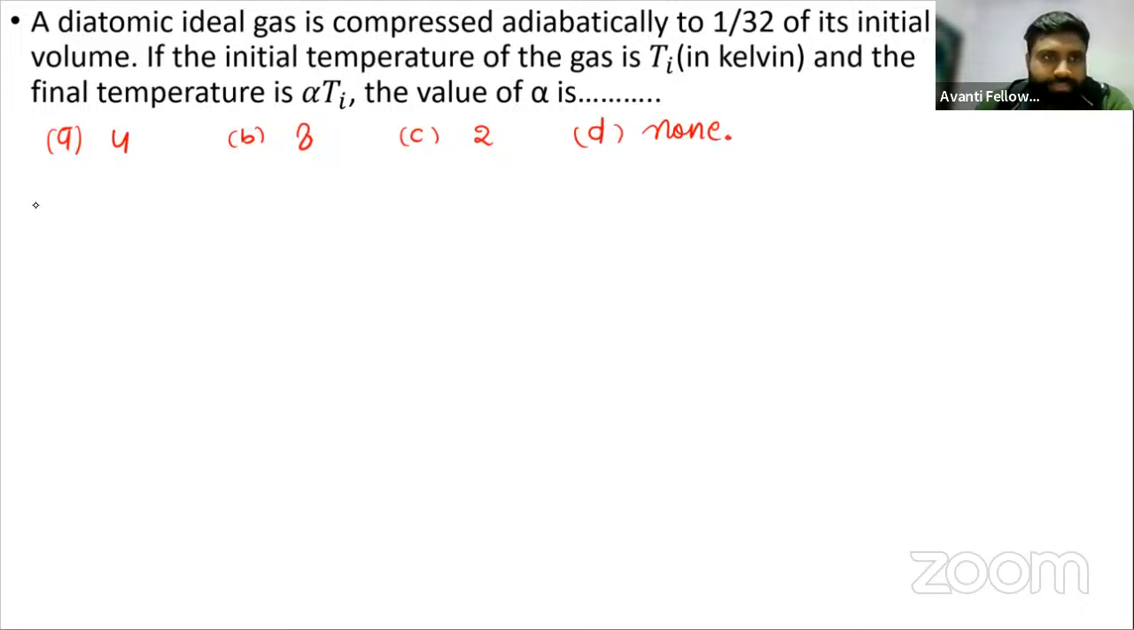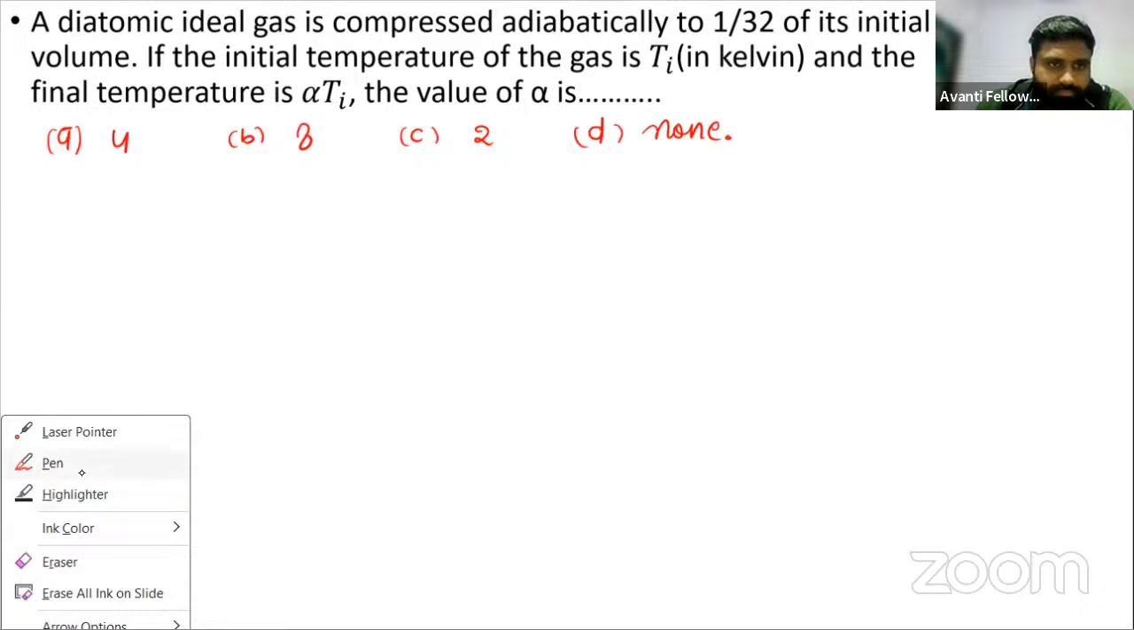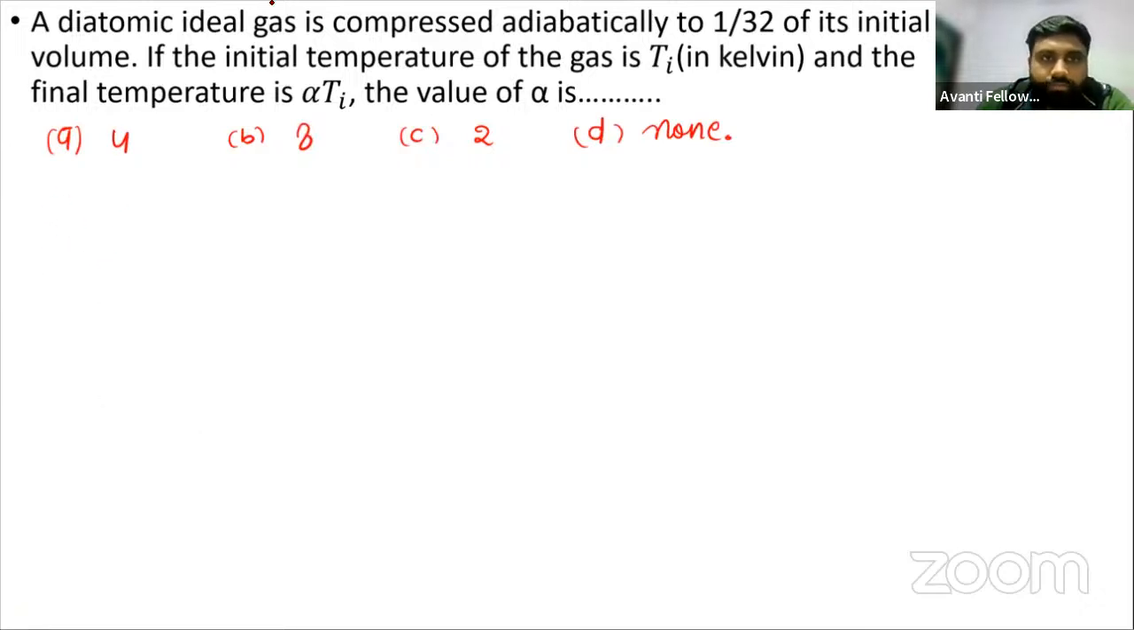Okay, so let me see what this is. Now, this is a diatomic gas, and it is compressed adiabatically to 1 by 32 of its volume. Adiabatically, which means the process is adiabatic, to 1 by 32 of its initial volume.